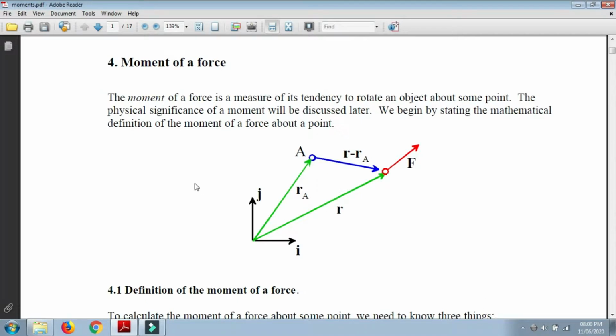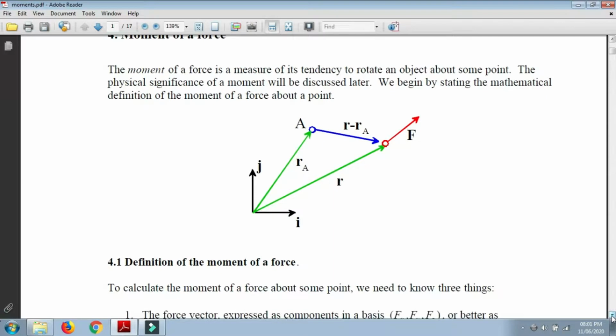The moment of a force is a measure of its tendency to rotate an object about some point. Any fixed point about which the rotation will take place is very important. The physical significance of moment will be discussed later. So we will start by stating the mathematical definition of the moment of the force about a point.